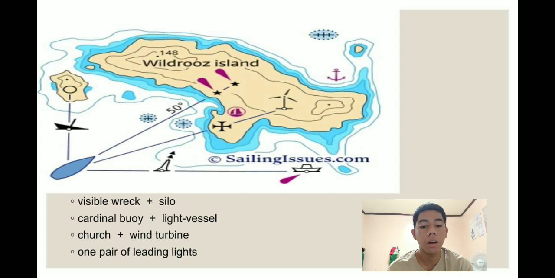This is an example of 3 LOPs, so they also give accuracy. 1, a visible creek plus a hill. 2, a cardinal buoy plus a light vessel. 3, a church plus a wind turbine. 4, a pair of landing lights.